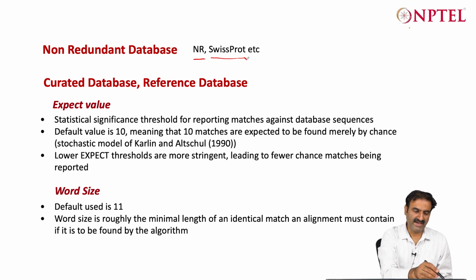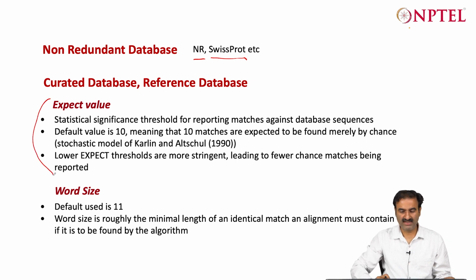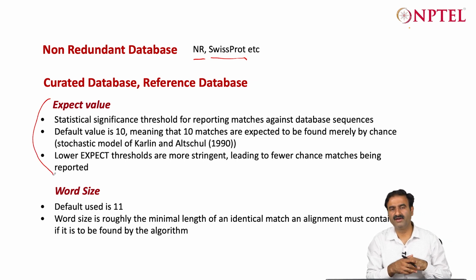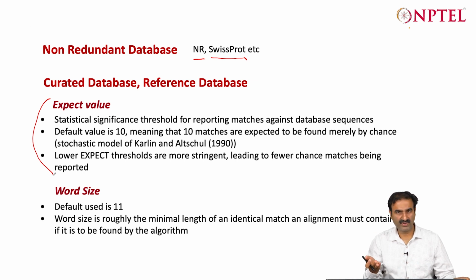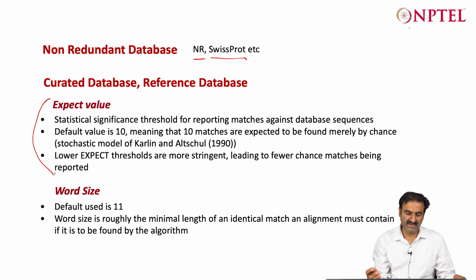Okay. Then the expect value is one thing that we discussed: how many hits in a database of a particular size you can get by chance. Generally by default we pick the one with the highest score and lowest E value. But how low should it be? Generally 10 to the power minus 6 or minus 3 is also equally good. We will discuss the E value in the next slide also.